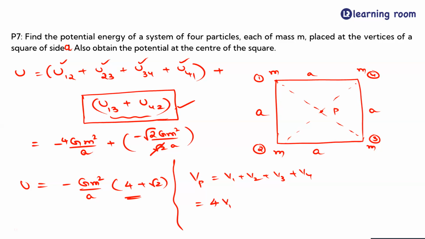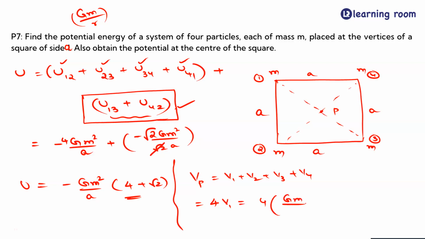I will write only 4 here because for you to define the gravitational potential, how many masses are needed? Only one mass. Because what is the formula? G into M divided by R. So you need only one mass. So there are 4 masses, so I wrote it as 4 times V1. So this will be equal to 4 into, tell me what should I write?